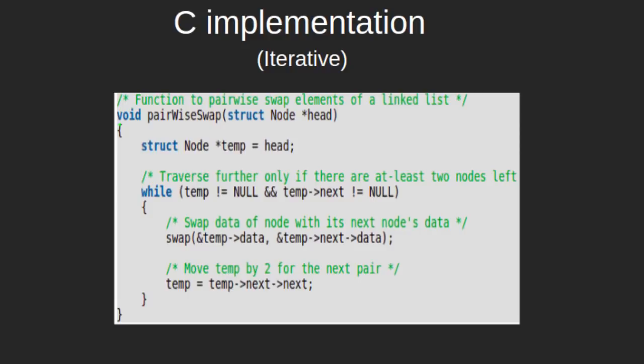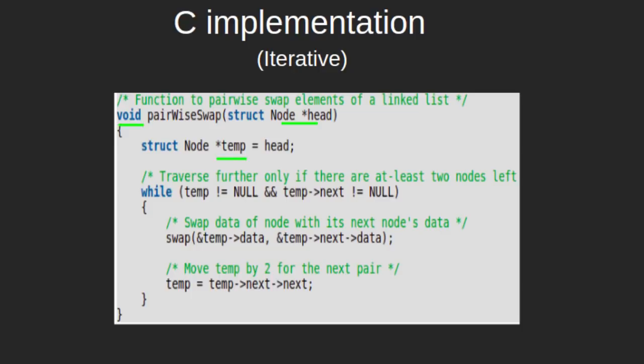The return type of this function is void since it will only swap elements of the given linked list and will not return anything. The function takes only one argument, the head node of the linked list. Inside this function, we declare a variable temp and initialize it with the head of the linked list.